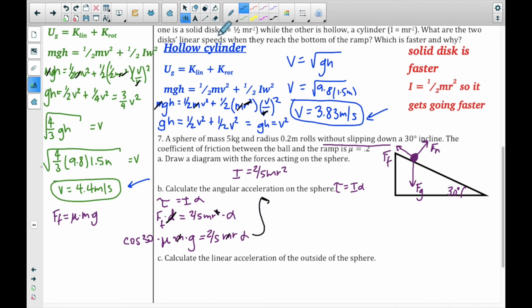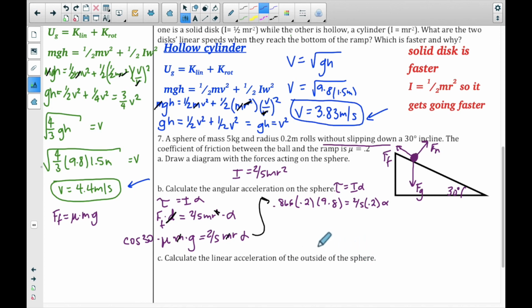Remember that your calculator should be in degree mode. And so when you plug it into degree mode, the cosine of 30 is 0.866. So when I plug this in, I have a 0.866 for the cosine 30. My mu is given as 0.2. My gravity, of course, is 9.8. So I've got those plugged in over here. My 2/5 stays there. Mass is gone. Radius is 0.2 meters. And then alpha is what I'm looking for.